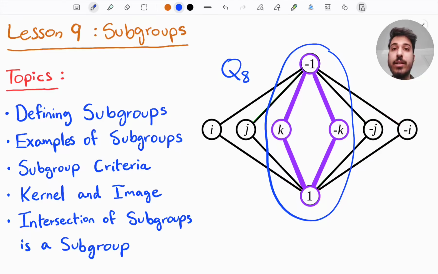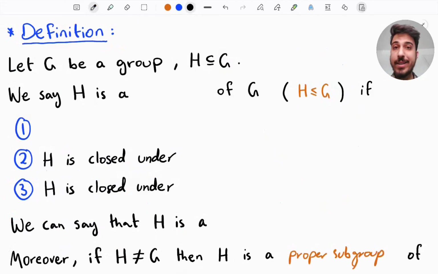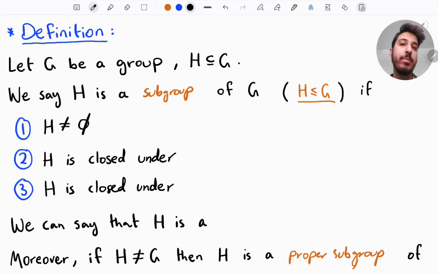So let's get started. The first thing we're going to be looking at is the definition of a subgroup. Definition: let G be a group and H a subset of G. We say H is a subgroup of G, and we denote it by H ≤ G if, firstly, H has to be non-empty. If H is an empty set, it is automatically not a subgroup.